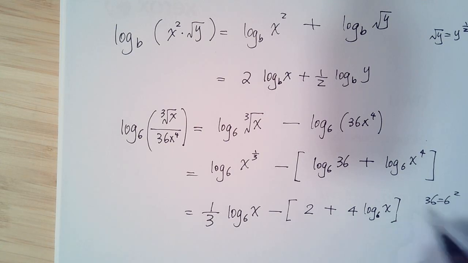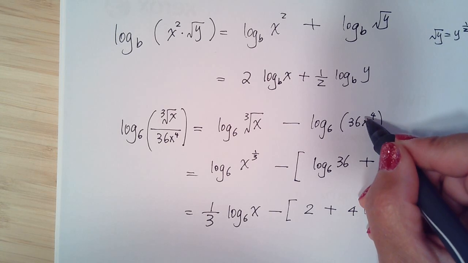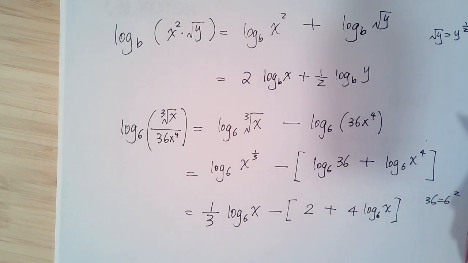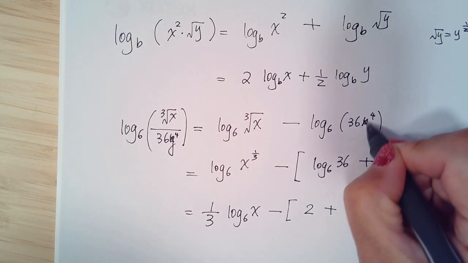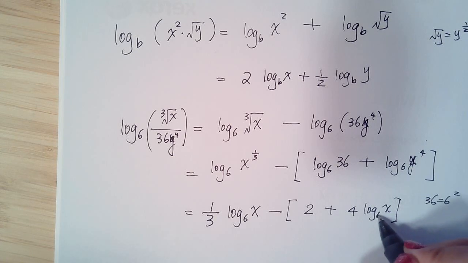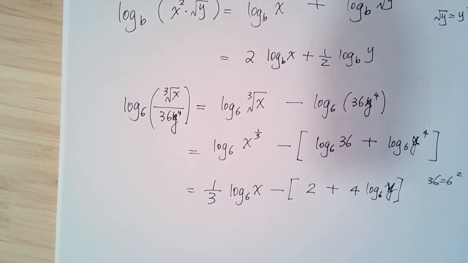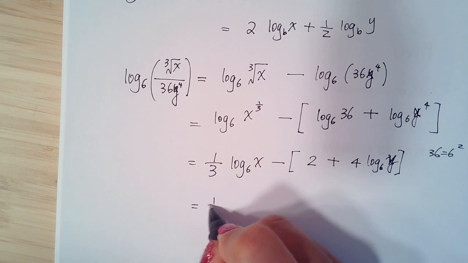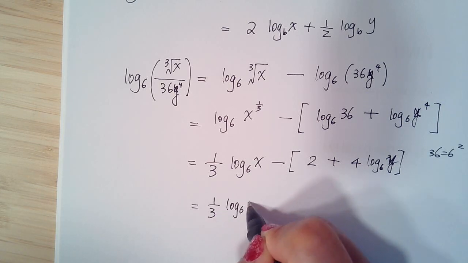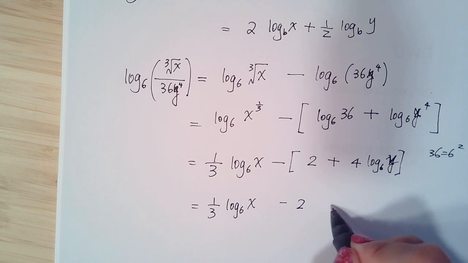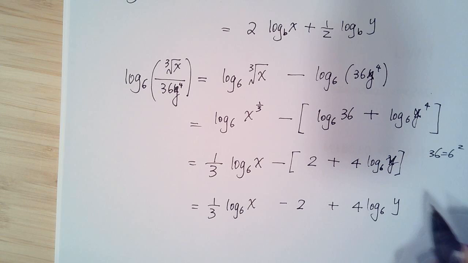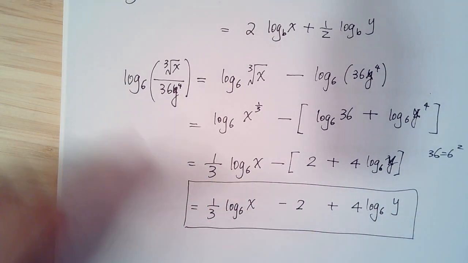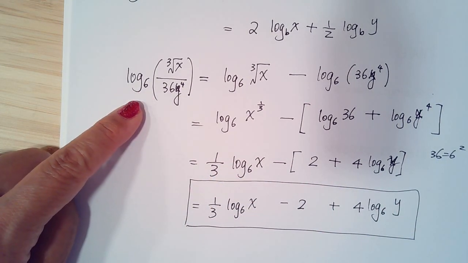Is that y? Yeah, I'm sorry, here should be y. Oh, no wonder. Okay, here's y and here's y. Sorry. And then I get 1/3 log 6 x minus 2 plus 4 log 6 y. That's my answer. I expand the whole thing from here. So that's called expansion. Okay, not bad, right?